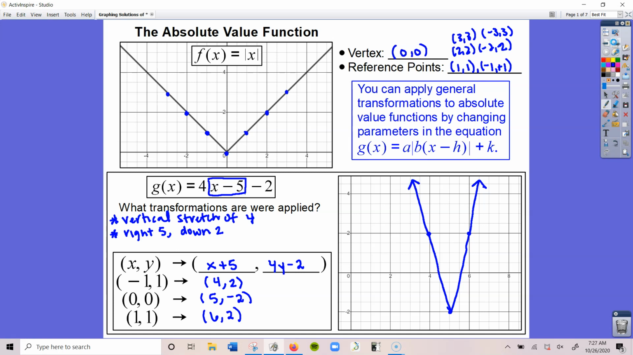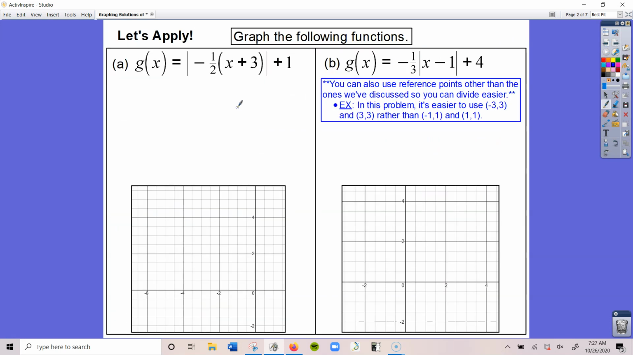Let's look at a couple more examples. Now here we have g of x is equal to the absolute value of negative 1 over 2 x plus 3, and then plus 1. So we're going to go ahead and write our rules for the x's and our rules for the y's. The rule for the x's, remember it's anything inside of the absolute value, and you're going to do the opposite except for the negative. So this would be negative 2x minus 3. And for the y's, it would be y plus 1.